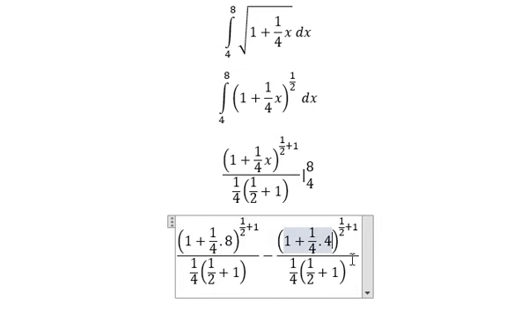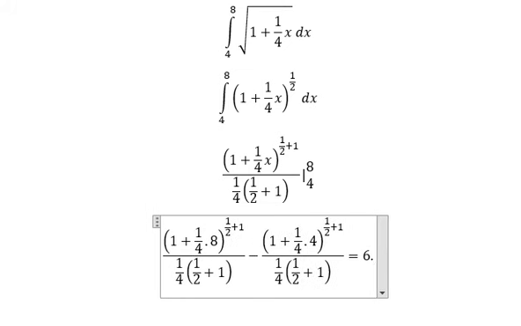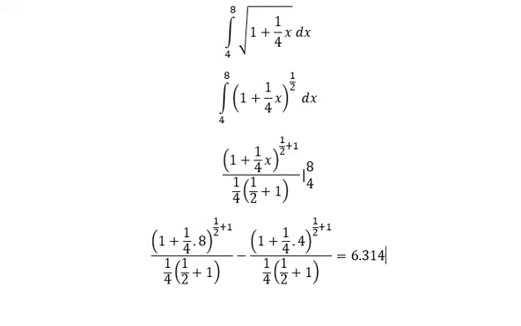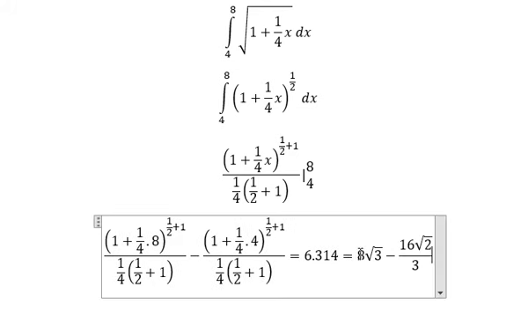We calculate about this one and we got the final answer, about 6.314, and this is the final answer we need to find in here. And this is the final answer if we want to find exact. If we want to round up, it should be like this.